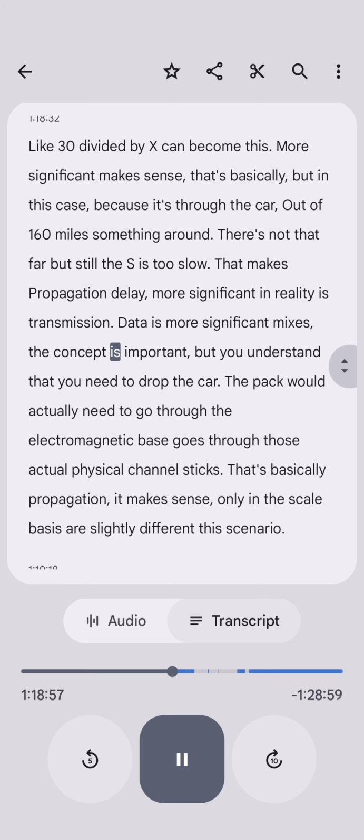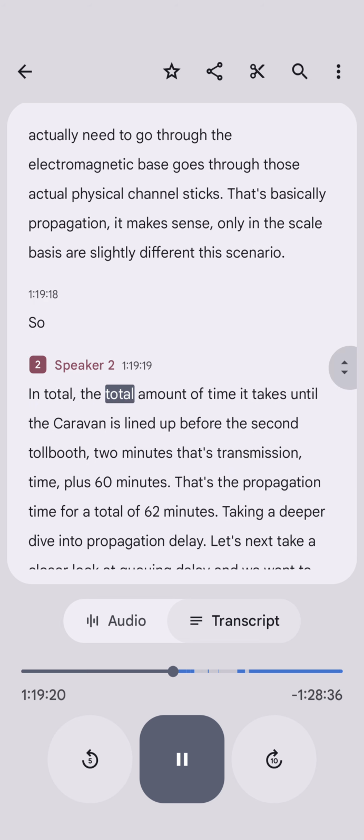Make sense? The concept is important, but you understand that you need to drive the car. The packet actually needs to go through electromagnetic waves, through those actual physical channels. That's basically the propagation delay. Make sense? Only the scale is slightly different in this scenario. Okay? So in total, the total amount of time it takes until the caravan is lined up before the second toll booth, 2 minutes, that's the transmission time.